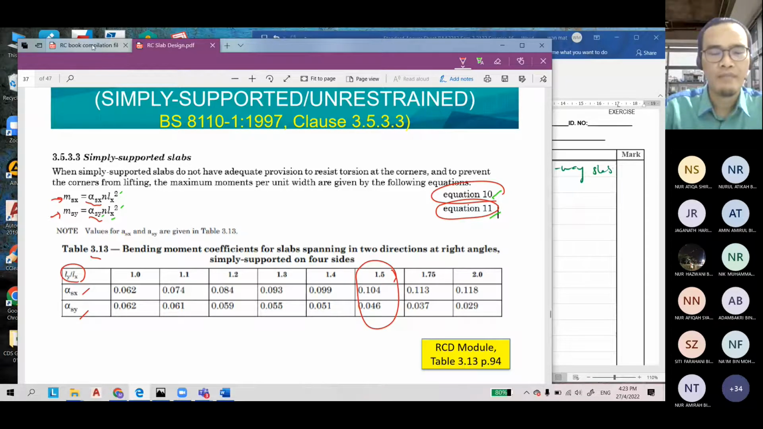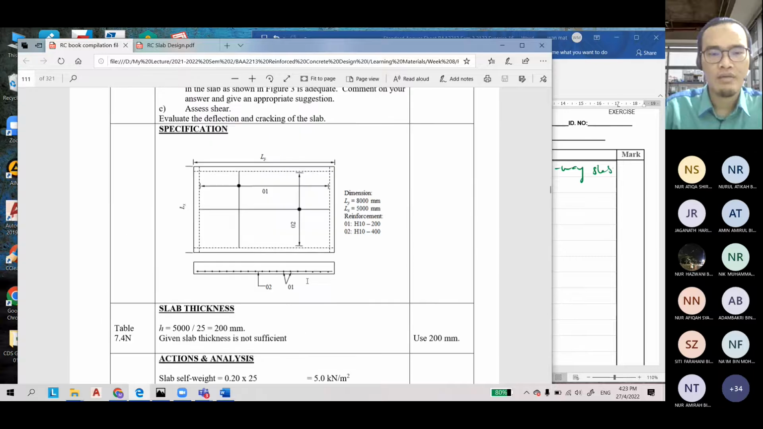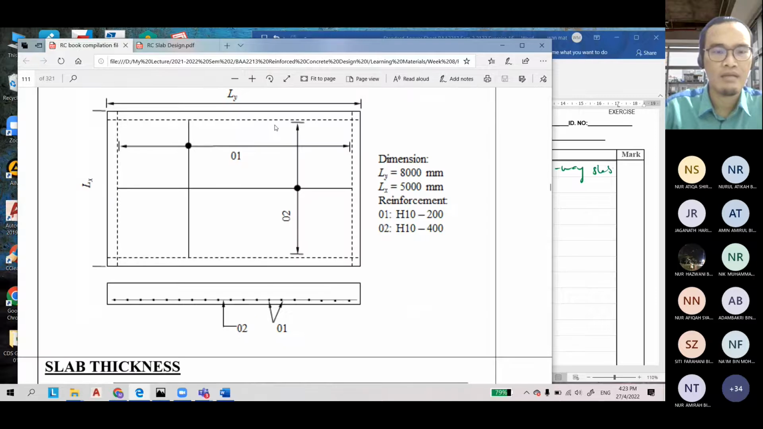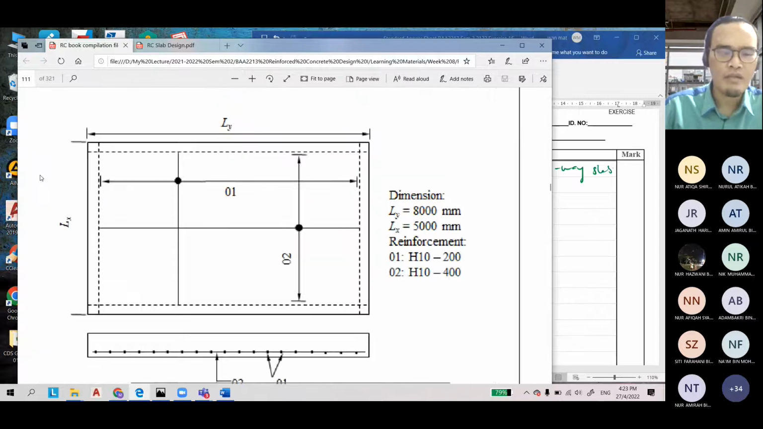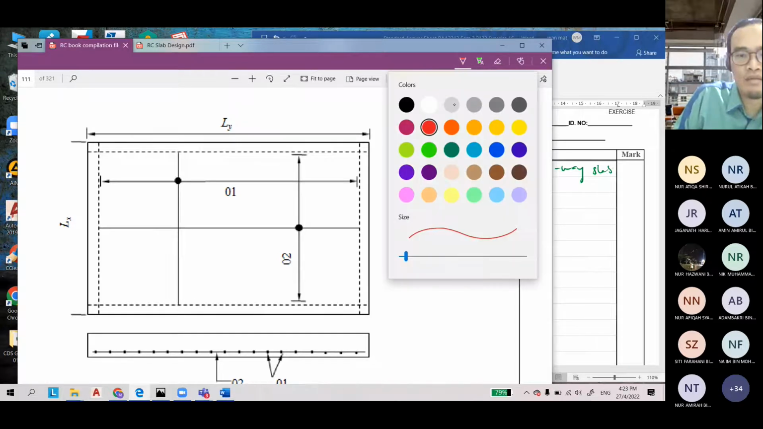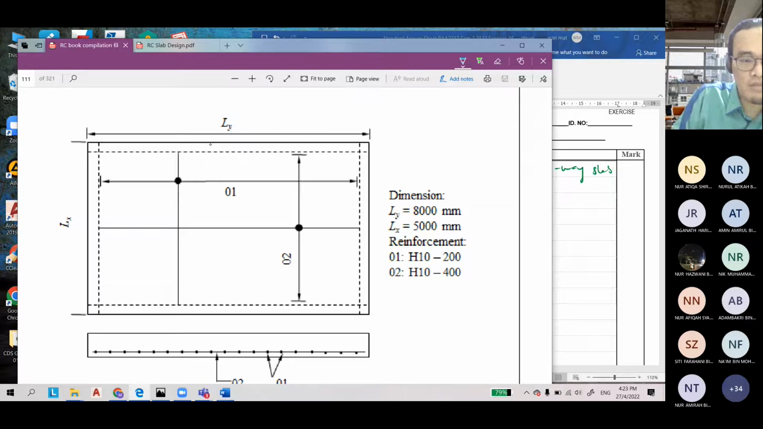Okay, this is our slab. Neglect the rest; for this one, we have to design. Let's say this is the Ly. We design for every 1 meter, let's say this is 1 meter here. This is for every 1 meter of X direction. This is our slab that we are going to design.